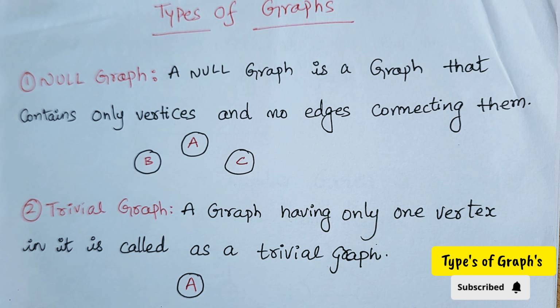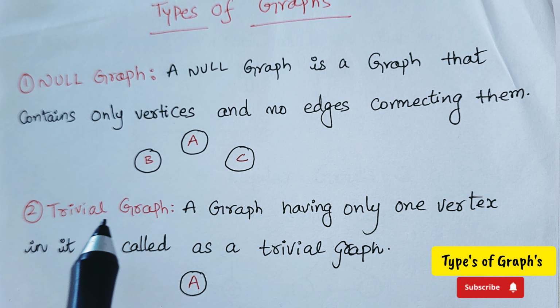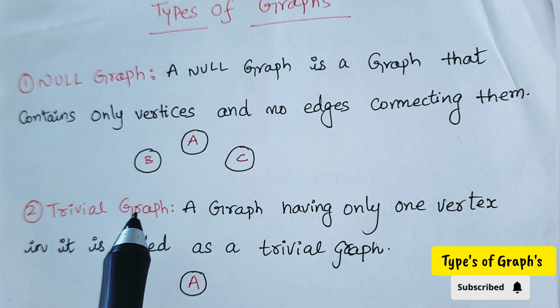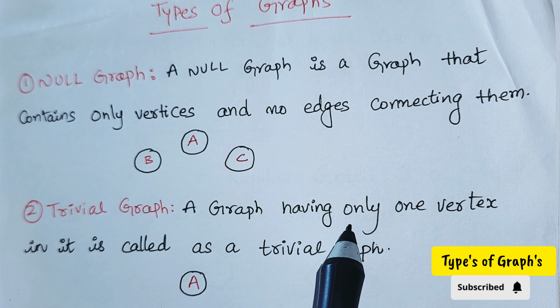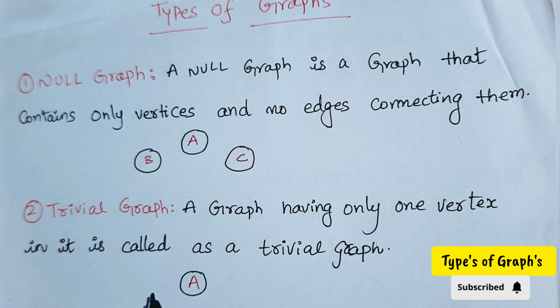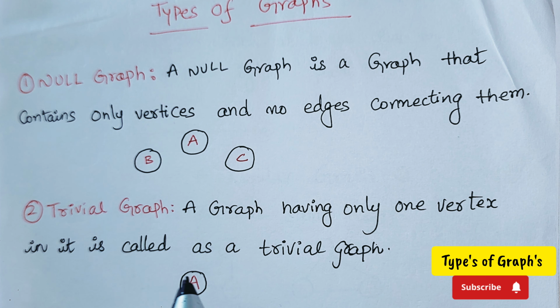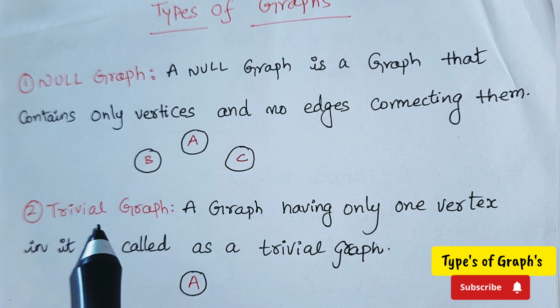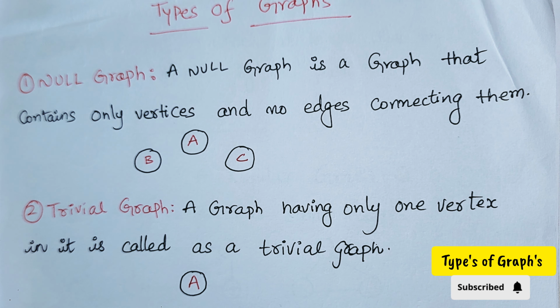Okay, so the second one is trivial graph. What is meant by trivial graph? A graph having only one vertex in it is called a trivial graph. So this is a graph, and only one vertex is there. So we can say this is called a trivial graph.